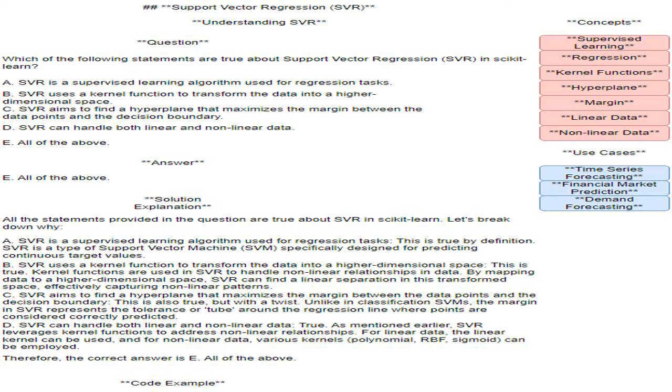Using SVR with a linear kernel, we can find a regression line that minimizes the errors within a specified tolerance zone. The goal is to find a hyperplane, in this case a line, that balances fitting the data points while maintaining a certain level of generalization.